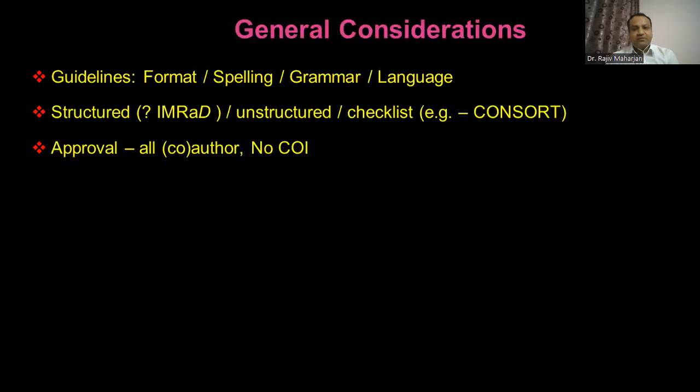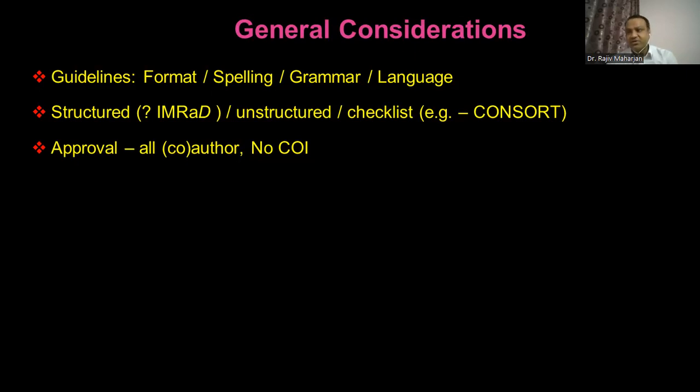You must follow some guidelines, like format, spelling, grammar, language, etc. In language, bear in mind that you have to use either American English or British English, but you cannot use both of them. The abstract may be a structured one in the form of introduction, materials and methods, results, and conclusion. Conventionally, there is something like the IMRAD format, but I don't believe that the discussion is a part of the abstract.